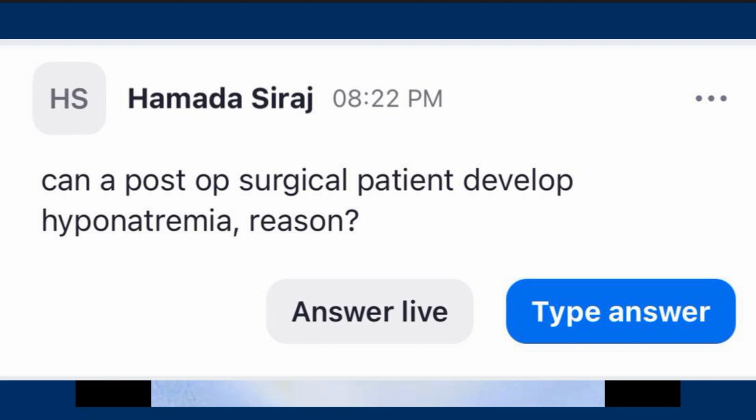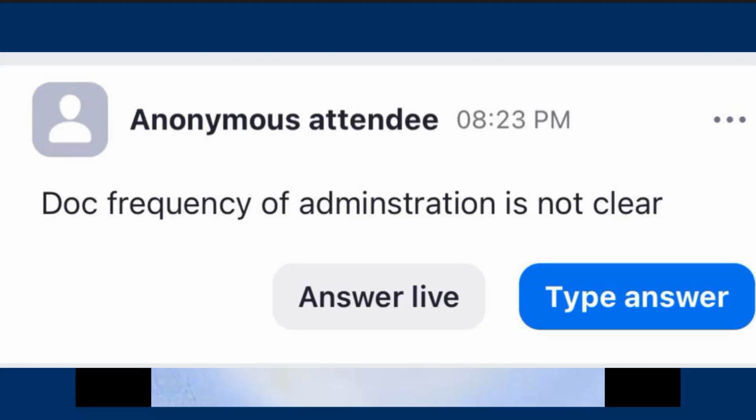One of the questions is, post-op surgical patients, can they develop hyponatremia? Yes. Post-op surgical patients, if they are given a lot of fluid, for example in urologic surgeries for irrigation and the like, due to accumulation of the subsequent free water, the patients may end up developing hyponatremia.